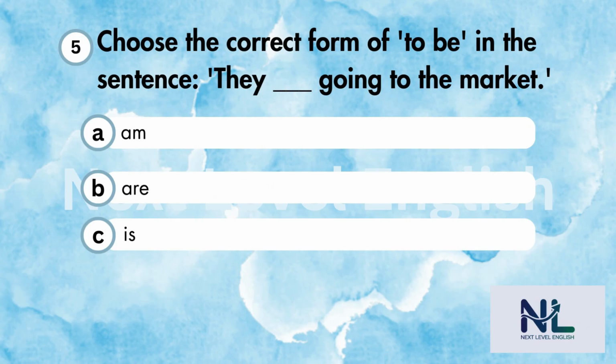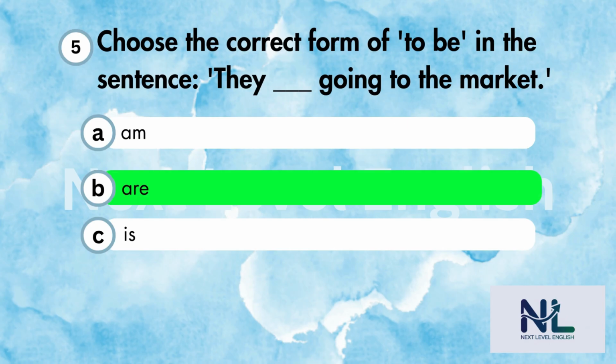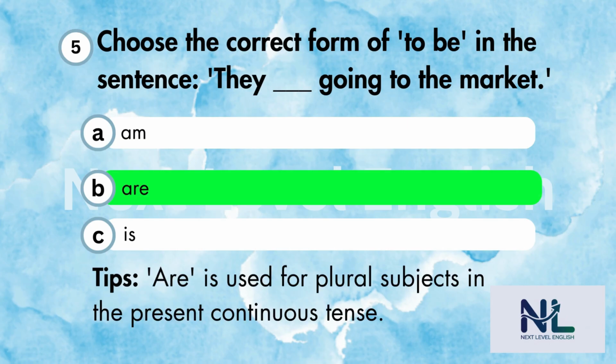5. Choose the correct form of to be in the sentence. They going to the market. Are. Tips: are is used for plural subjects in the present continuous tense.